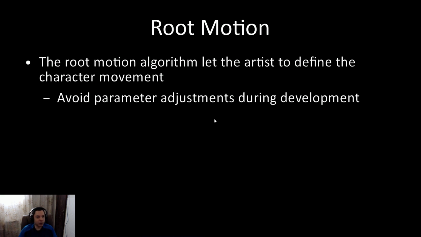The final topic is the root motion. Now we have our 3D character skinned and animated. We need to move it in the 3D world. When you use the root motion algorithm, you let the artist define the character's movement. The main advantage of this method is that it avoids parameter adjusting during the character programming.